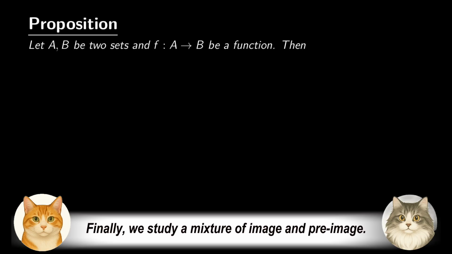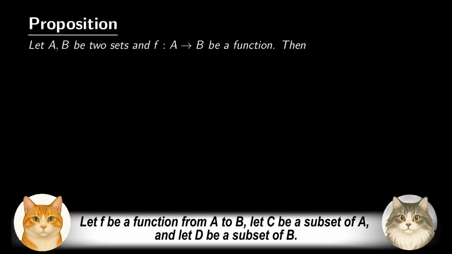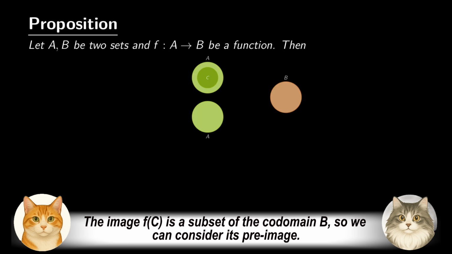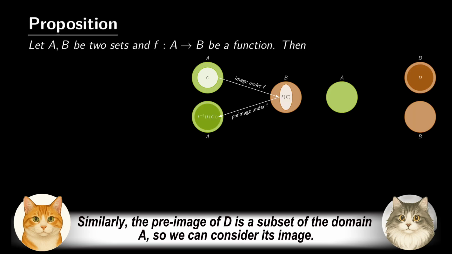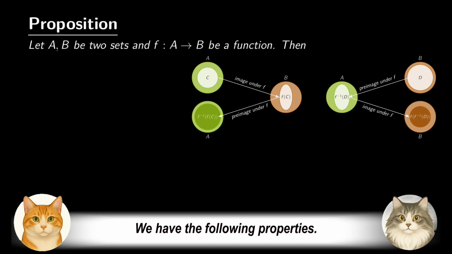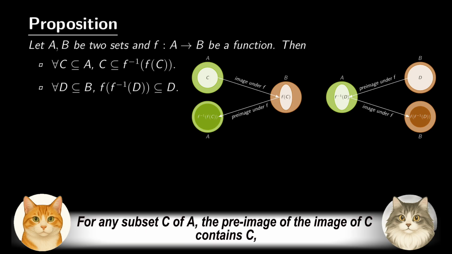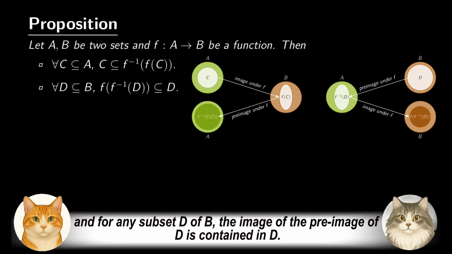Finally, we study a mixture of image and preimage. Let f be a function from A to B, let C be a subset of A, and let D be a subset of B. The image f(C) is a subset of the codomain B, so we can consider its preimage. Similarly, the preimage of D is a subset of the domain A, so we can consider its image. We have the following properties. For any subset C of A, the preimage of the image of C contains C, and for any subset D of B, the image of the preimage of D is contained in D.